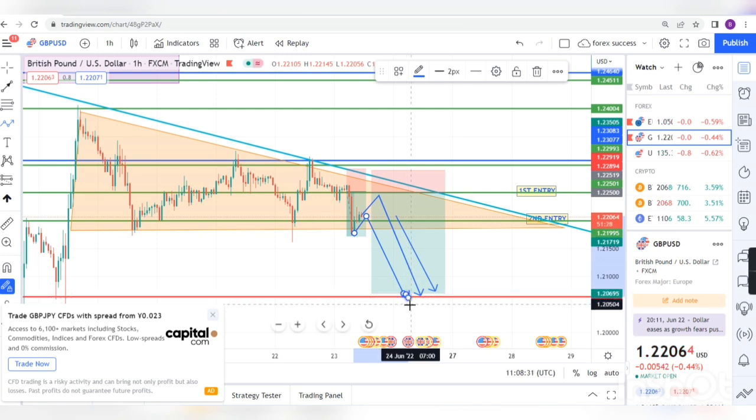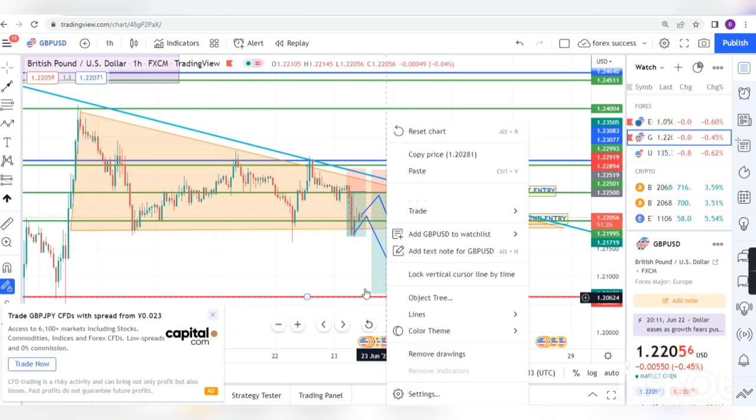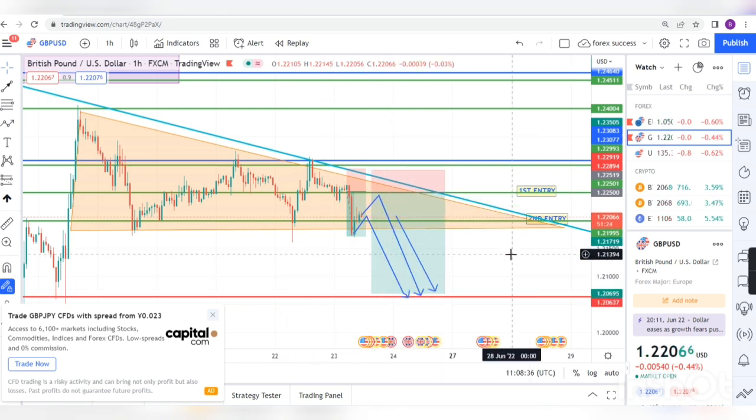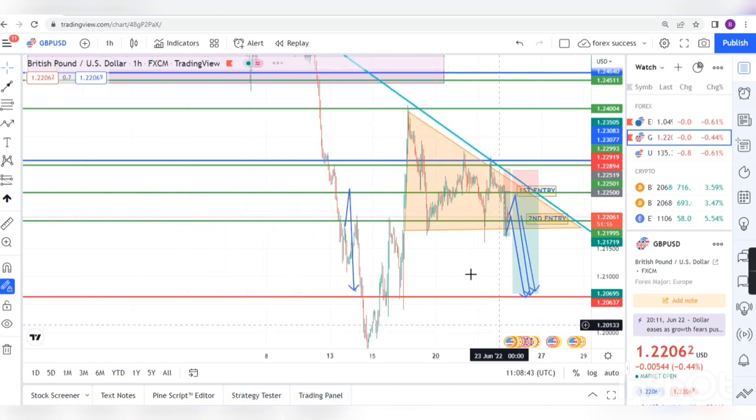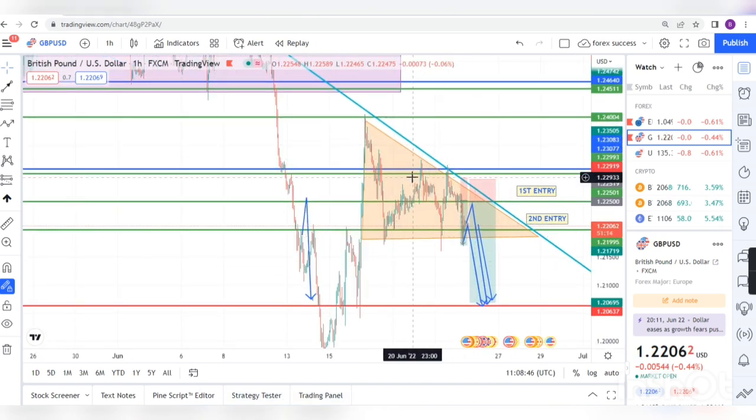Yeah, so that's just what we're expecting from this market on GBP USD. Guys, always remember this: anytime you see this descending triangle, it is a very powerful chart pattern. It works really well. So anytime you see this descending triangle, always take advantage of it to make yourself some good cash.